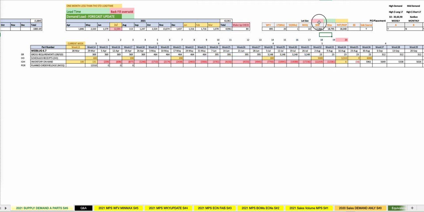And if you tell your buyer, say, I want you to be driving for my reordering point, which is the middle point between minimum and maximum. So you will be driving for 18,348.